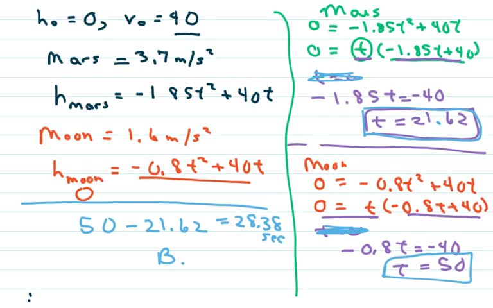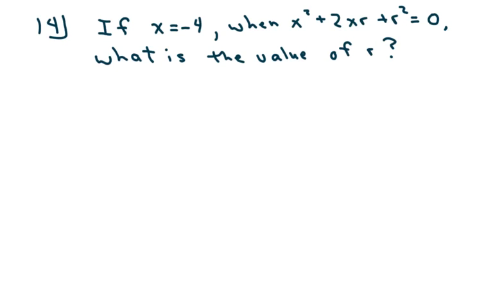If you had a calculator, you could also graph the equations in the graphing calculator and use the trace or zero commands to determine when h is 0. Okay, we have one more. This one is more algebraic. If x is negative 4, when x squared plus 2xr plus r squared is 0, then what is the value of r?